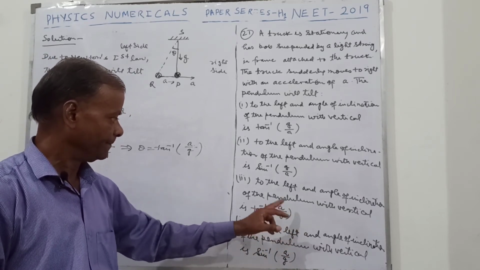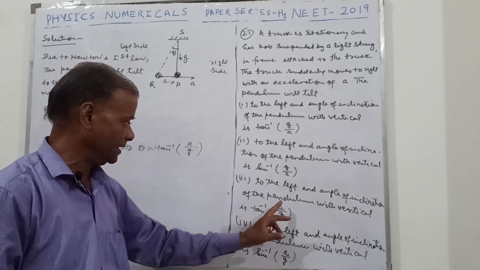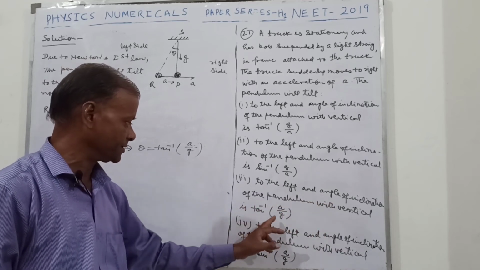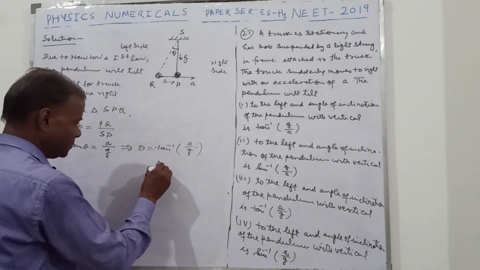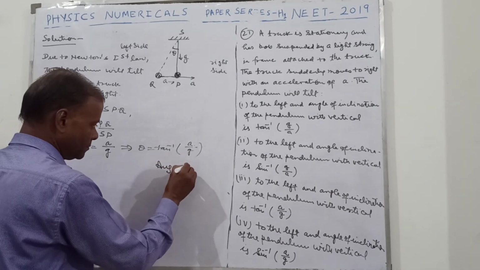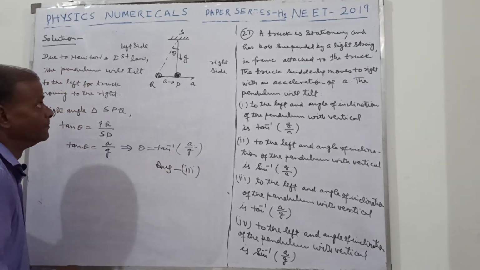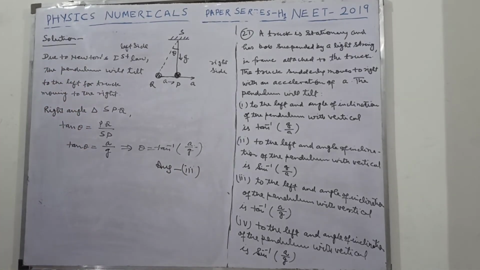Left, and the angle of inclination of the pendulum with the vertical is tan inverse A upon G. So our answer is third. This is question number 21. And now question number 22.